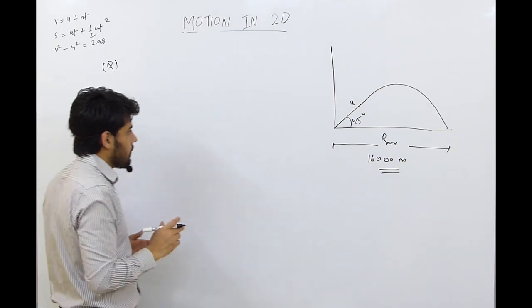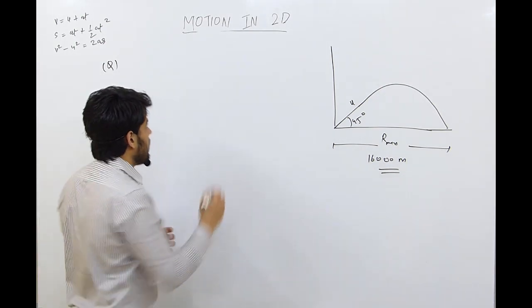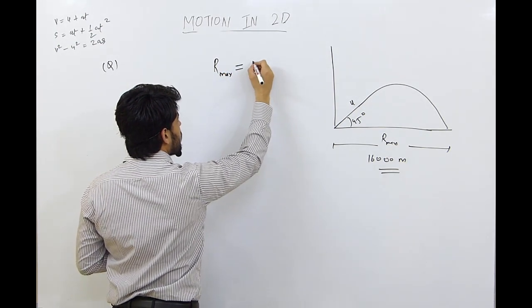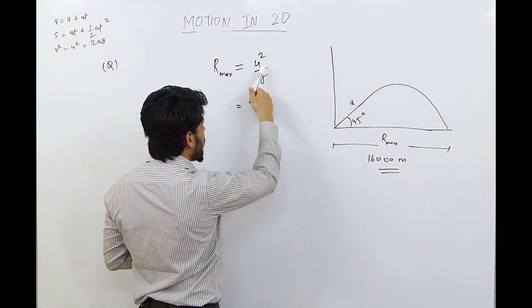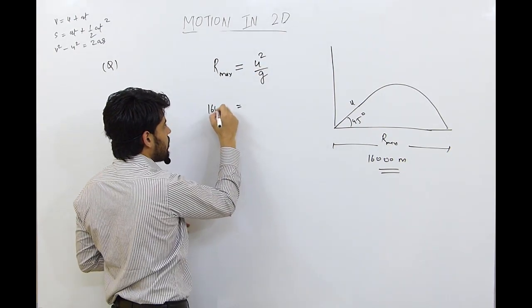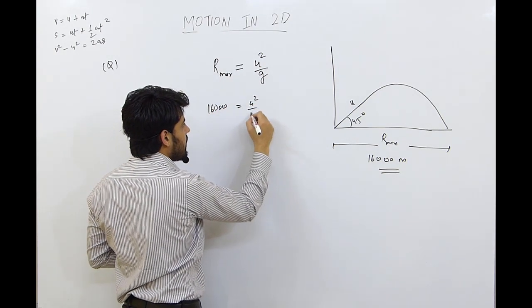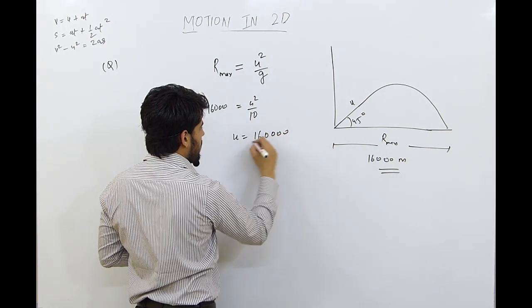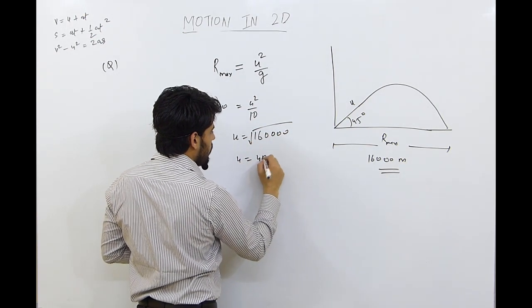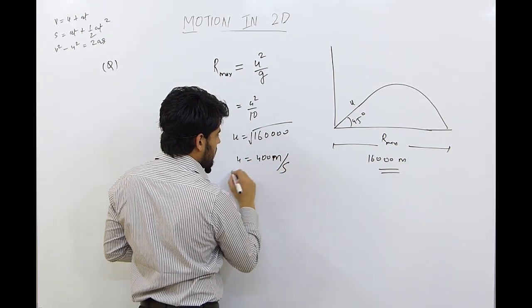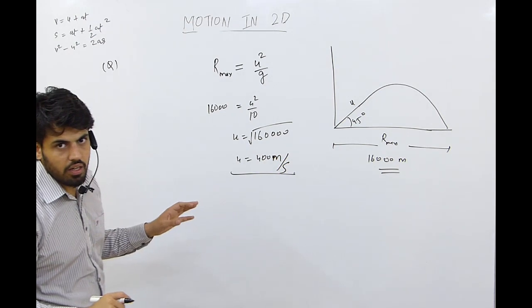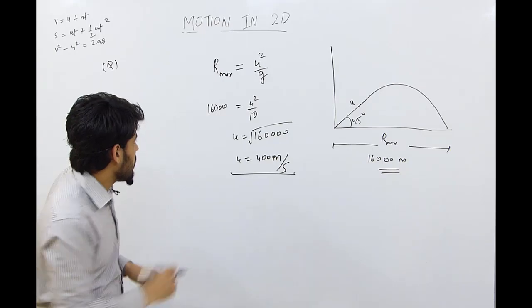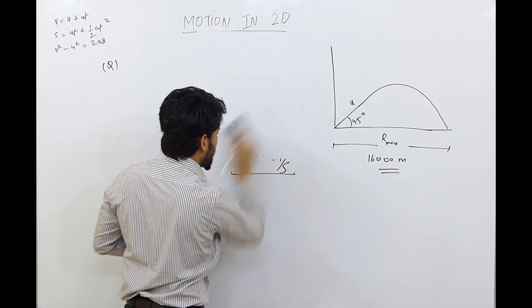So we have to convert every distance unit into meters. Directly, if you remember the formula, what was the formula for R max? R max is equal to u square by g. We don't know the initial velocity, so we put R max as 16,000, g as 10. So u square is equal to 1,60,000 and under root, u is equal to 400 meters per second. That is easy and can be used during the examination, because if you remember the formula you can just put the values directly in the formula and the answer will be arrived.